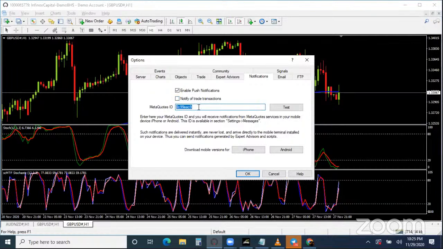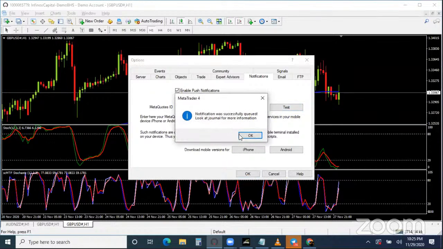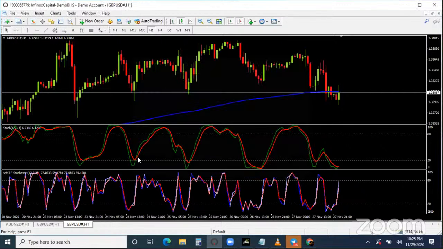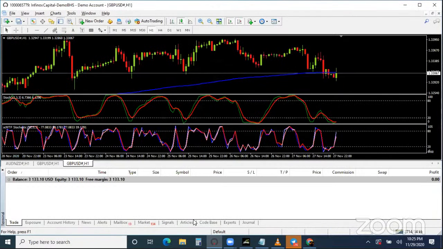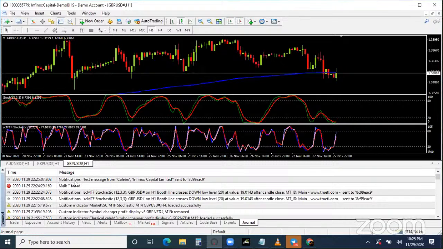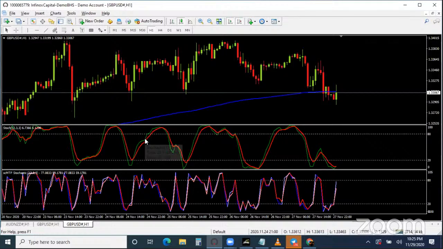It's easier to see your MetaQuotes ID from your phone. Put your MetaQuotes ID. Click on test to tell you if the message went. If I click on test now here, notification was successfully queued. Look at the journal. All I need to do is press Ctrl T and go to journal here. And it tells me test message was sent, right? Mail failed, but test notification went, so it means if I open my MT4, I will see this message coming in like an SMS into my MT4.